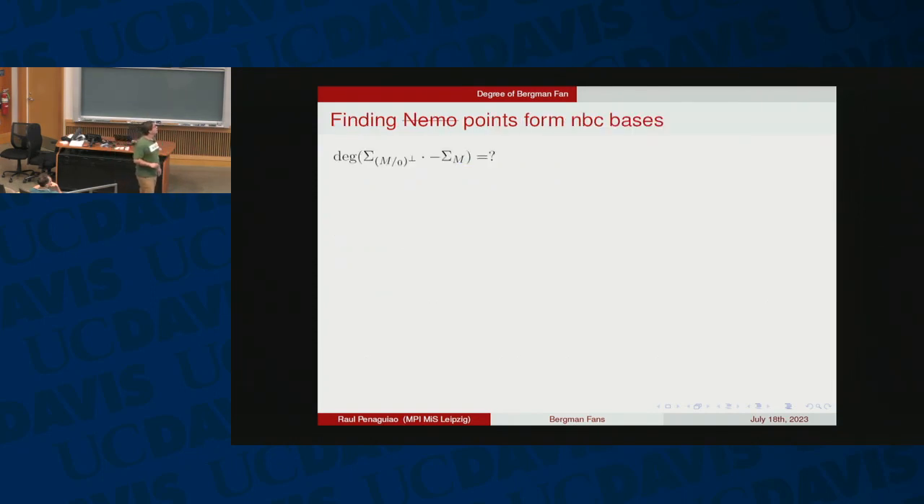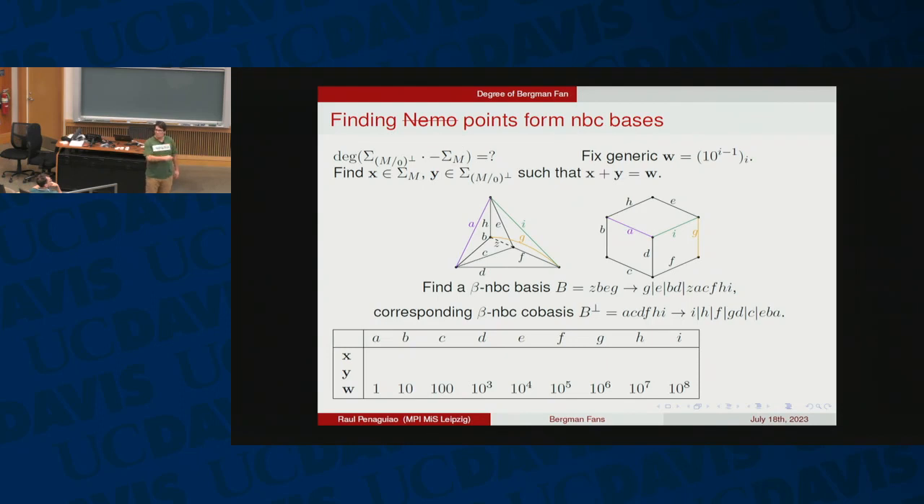I have a very quick passing on how to do it. I guess the message that I want you to keep from this slide is that you just need to know one beta NBC basis, and we can compute the intersection point. So let's go through it.